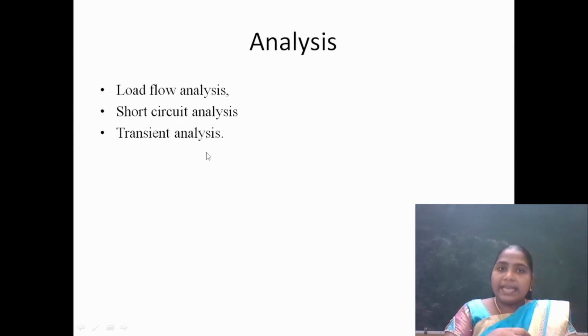And next, analysis. In a power system, we are generating, transmitting and distributing to the load or the consumers, and in between we need to analyze how much the generating unit generated and how much power is transmitted as well as distributed, and this analysis is classified into three types. The first one is load flow analysis, second is short circuit analysis, and the third is transient analysis. So let's see one by one.